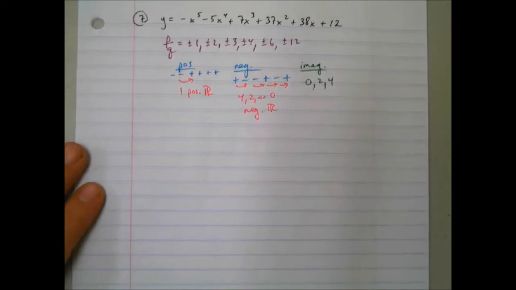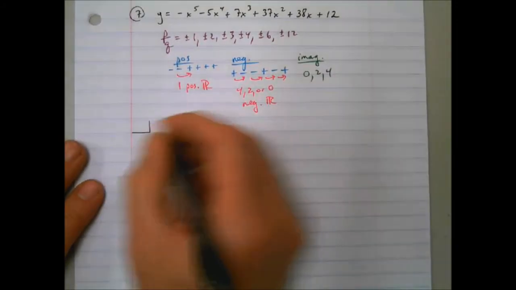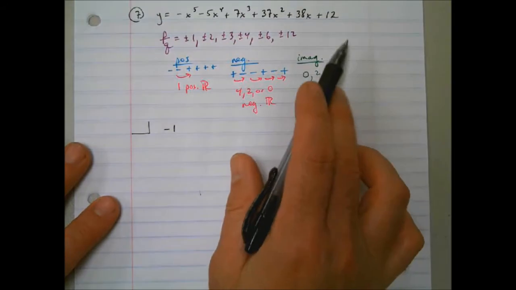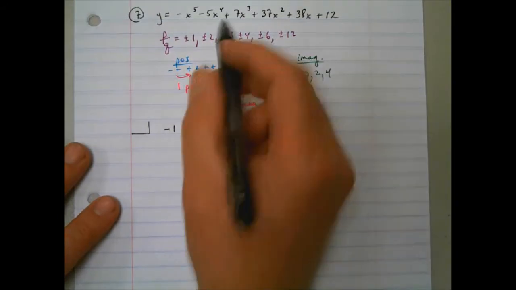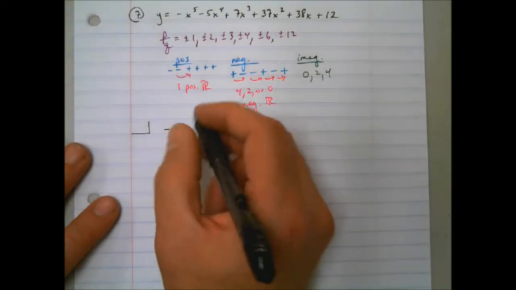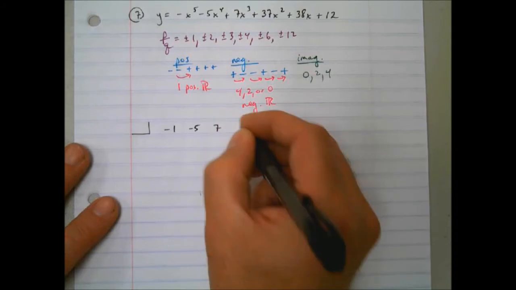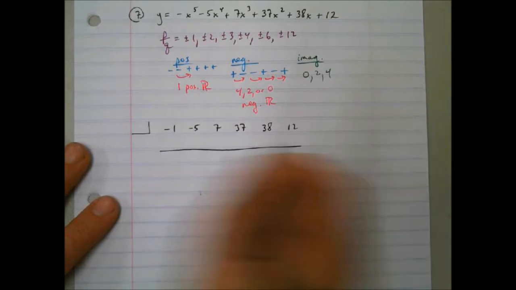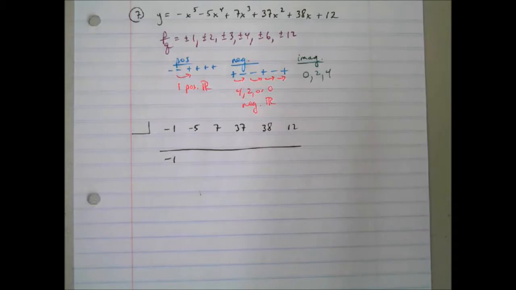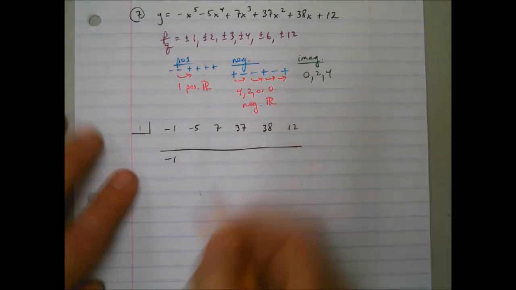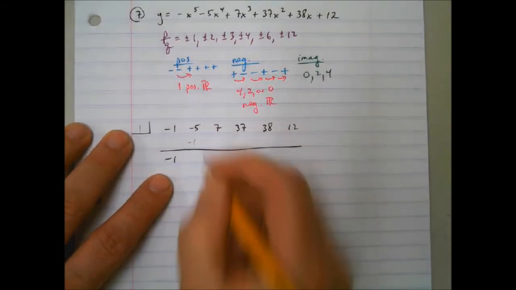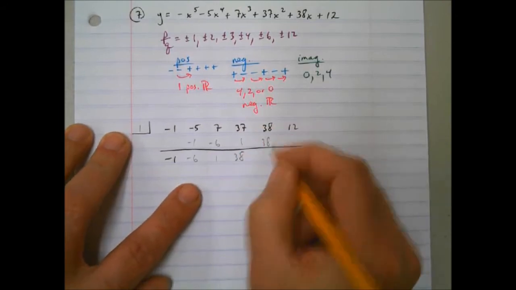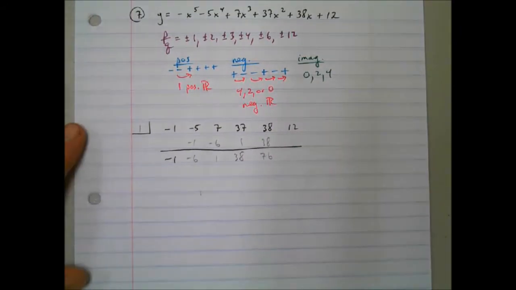Okay, so we got to try something. Let's set it up. Double check, make sure, did it skip any powers? No. Don't forget to check that, really. Because if it skips a power, you need to make sure you put a placeholder of 0. So -1, -5, 7, 37, 38, and 12. And I'm just going to try +1. Okay, so -1, -6, -6, 1, 1, 38, 38, 76. No, 1's not working. And try -1.